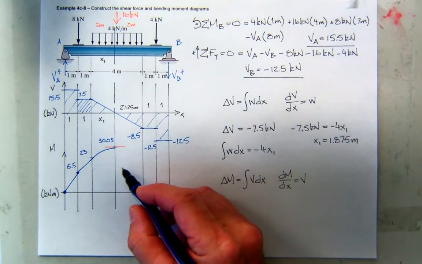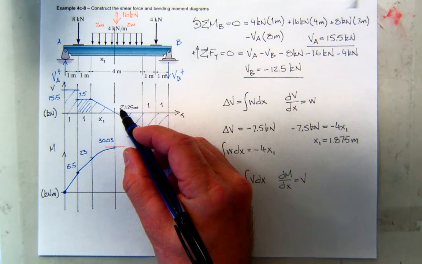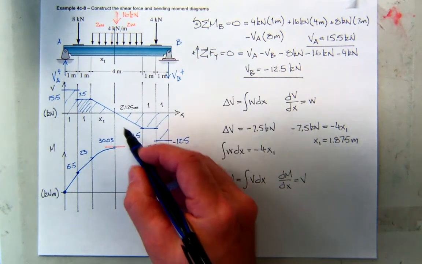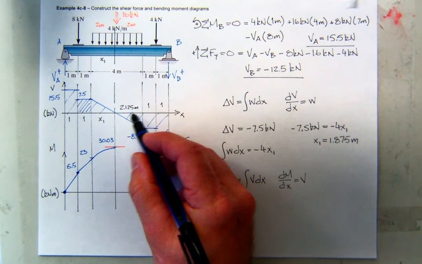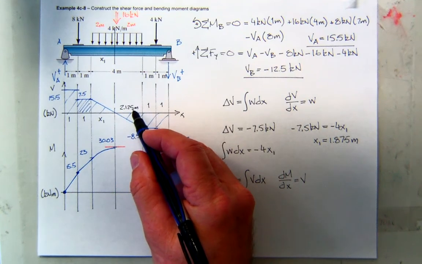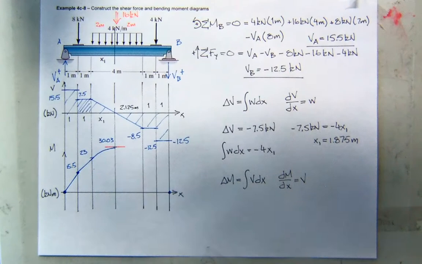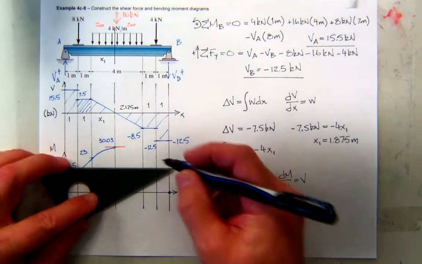Okay, so let's go to the next section, this little piece here, which is 2.125 meters. The change in moment there is going to be this area of the curve. So 2.125 divided by 2 times that, and you can see it's a negative area. What's that turn out to be? A little more than 8. So subtract that from 30.03 and what do you get? 21.